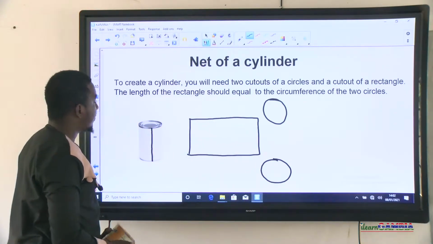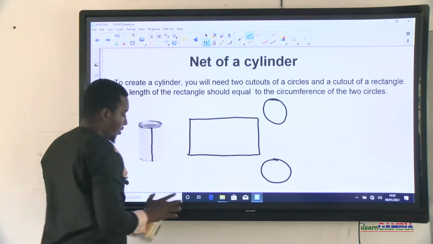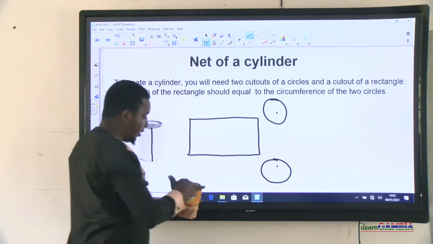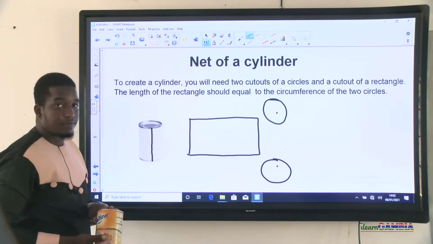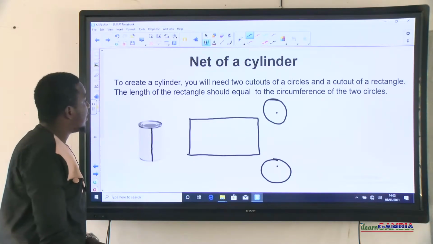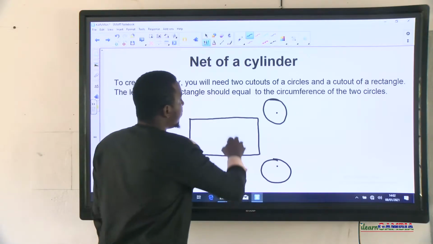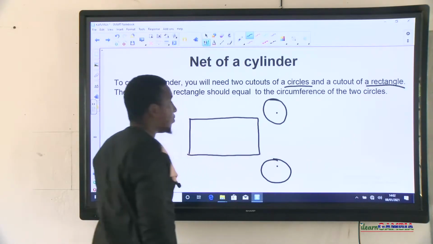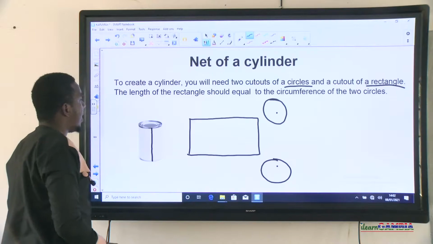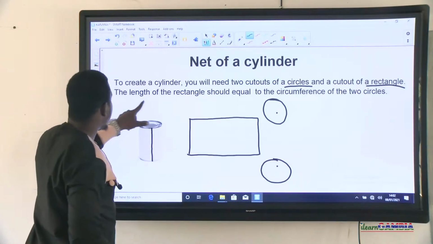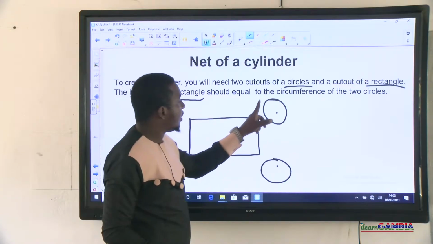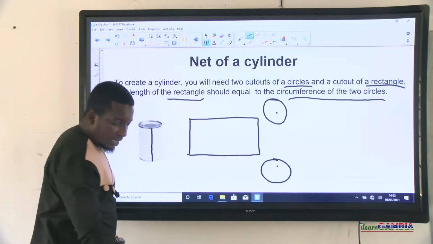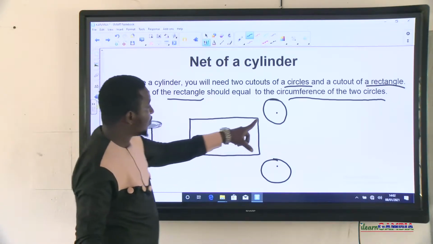So you will see that we have one shape which forms the curved surface area, and we have two circles that form the flat faces. So to create a cylinder, you will need two cutouts of a circle and a cutout of a rectangle. The length of the rectangle should be equal to the circumference of the two circles.